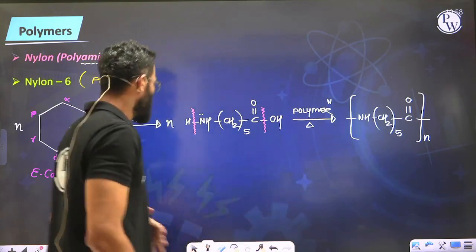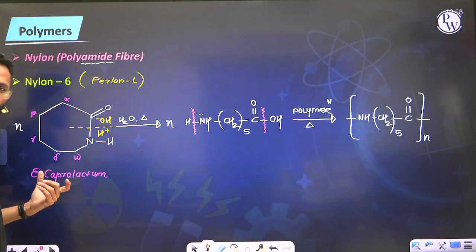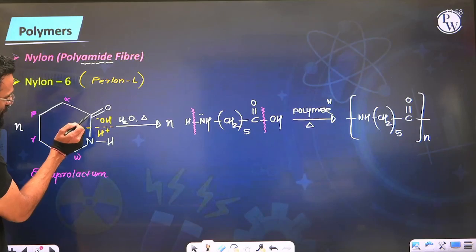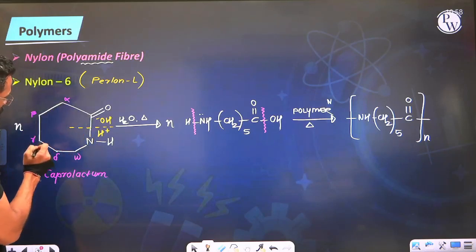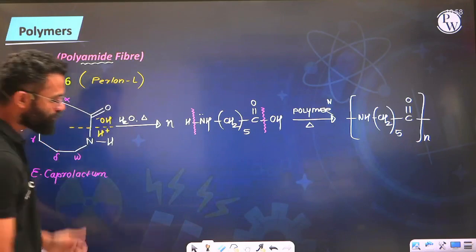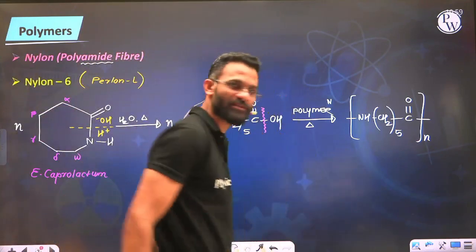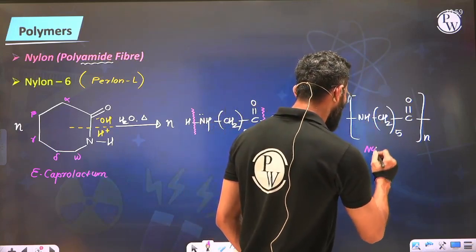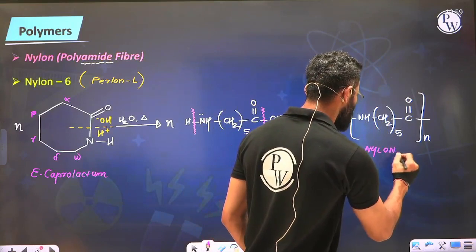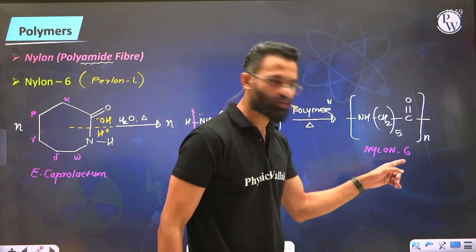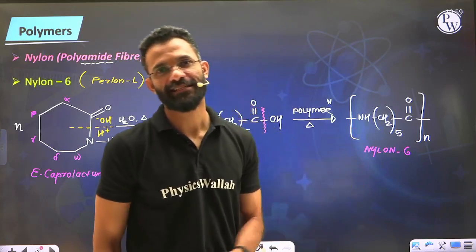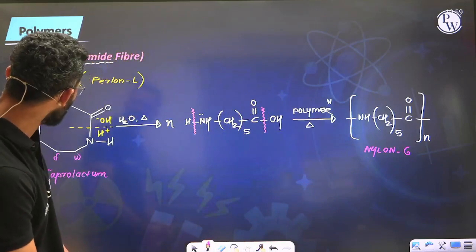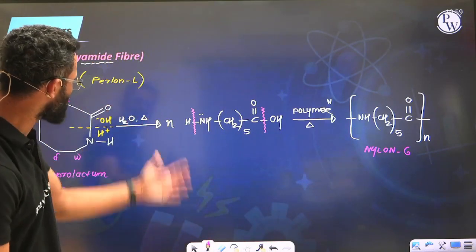However, if you look at the starting compound, how many carbons all together does the monomeric unit have? So one carbon from here, second, third, fourth, fifth, and sixth. Because the monomeric unit has six carbon atoms in it, such polyamide, meaning such nylon polymers, are then referred to as nylon 6. So the number that we use after the term nylon precisely indicates the number of carbon atoms present in the monomeric unit. So guys, that is the first polyamide fiber, that is nylon 6, also referred to as Perlon L.